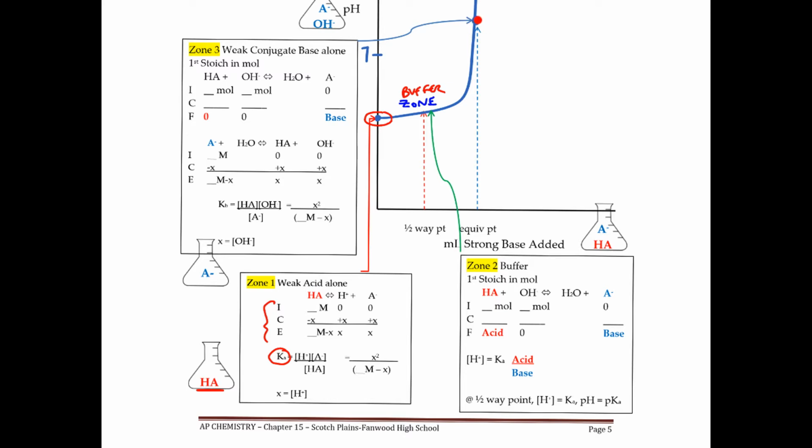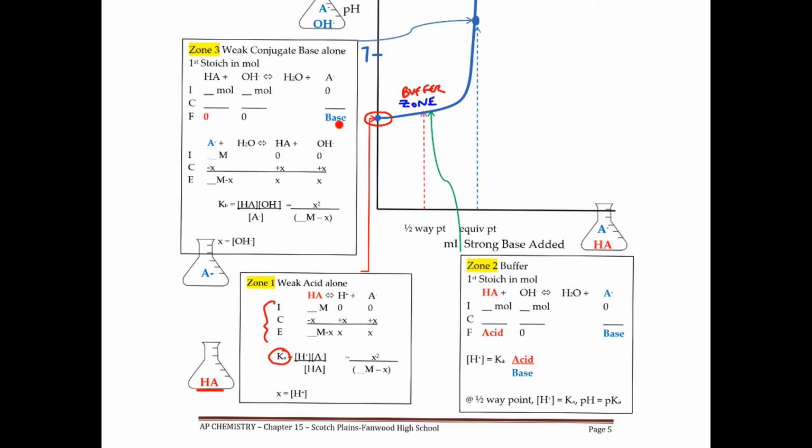Zone 3 is the actual equivalence point. So remember what happens in your stoichiomoles. You're going to have stoichiomoles for every zone except for zone 1, because zone 1 is the weak acid by itself, then every zone after that has stoichiomoles. In this stoichiomoles, you have a buffer. In this stoichiomoles, these both ran out. So you only have the A minus.